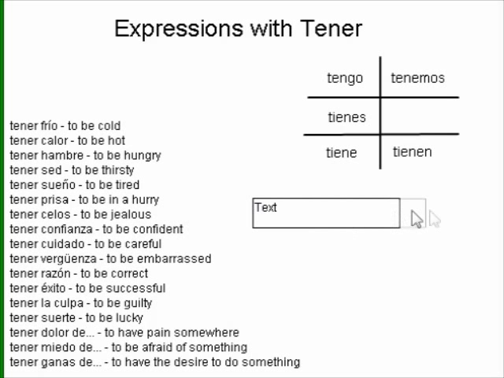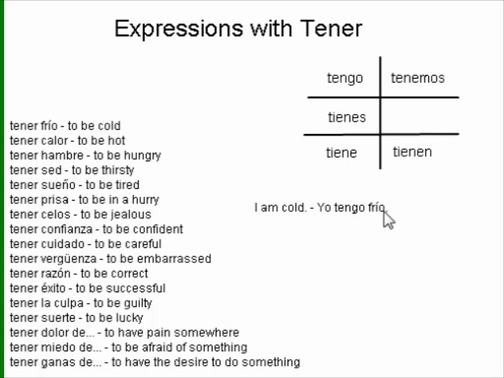I already mentioned that in English we would say I am cold, but that in Spanish we would have to say I have cold. That wouldn't be the same as saying I have a cold in English. So we use the verb tener, to have. I have frío, which is cold.